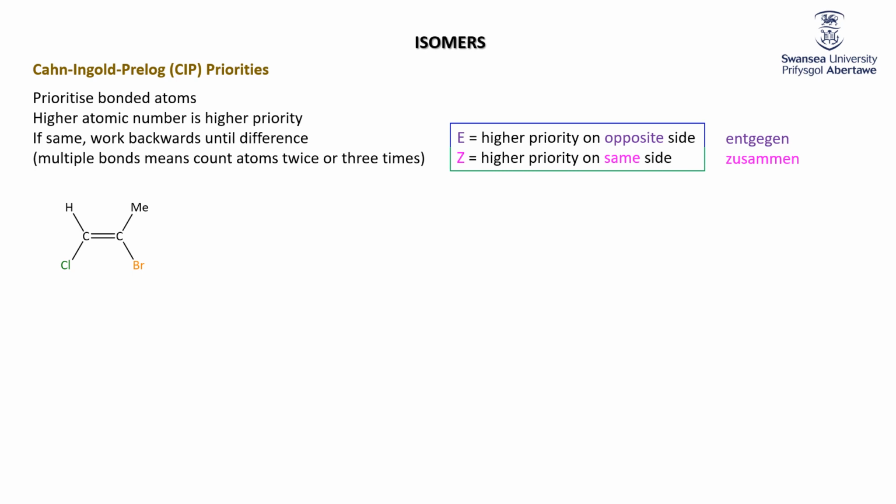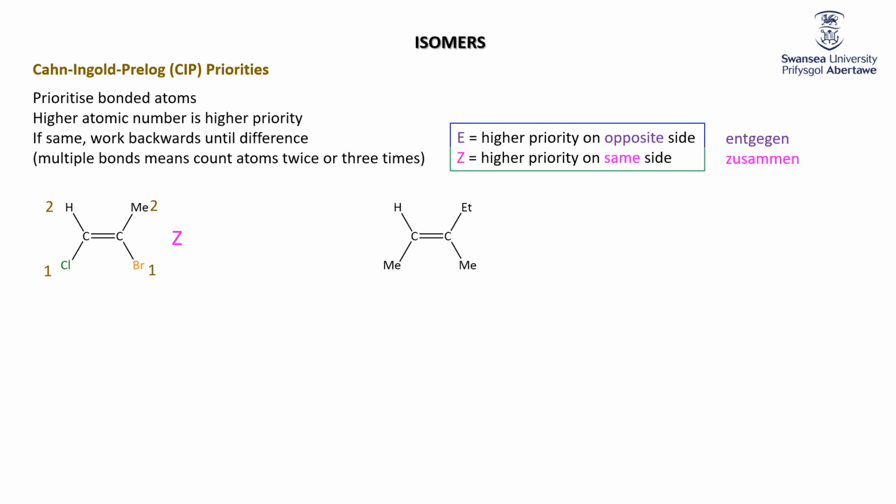So we look at the left-hand carbon. We have hydrogen, we have chlorine. Chlorine, much higher molecular mass, much higher atomic number than hydrogen. So chlorine 1, hydrogen 2. On the right-hand carbon, same process, bromine or carbon. Bromine, much higher atomic number than carbon, so bromine 1, and the methyl group 2. So we have the two higher priorities on the same side of the double bond. That makes it zusammen, or Z.